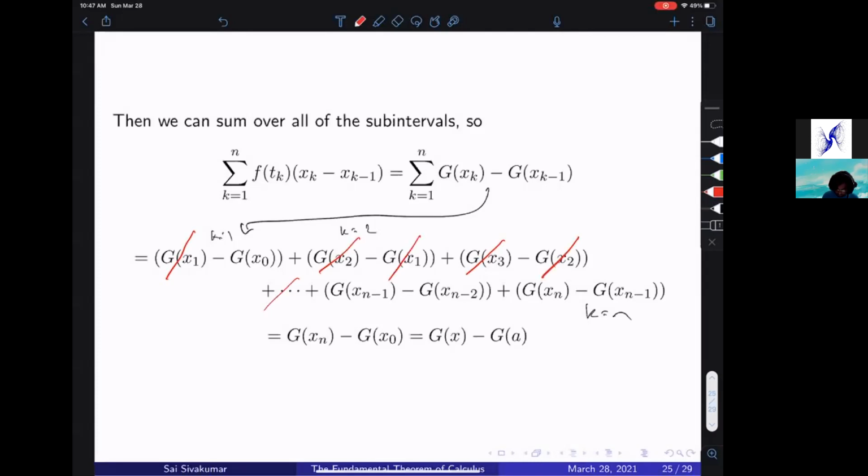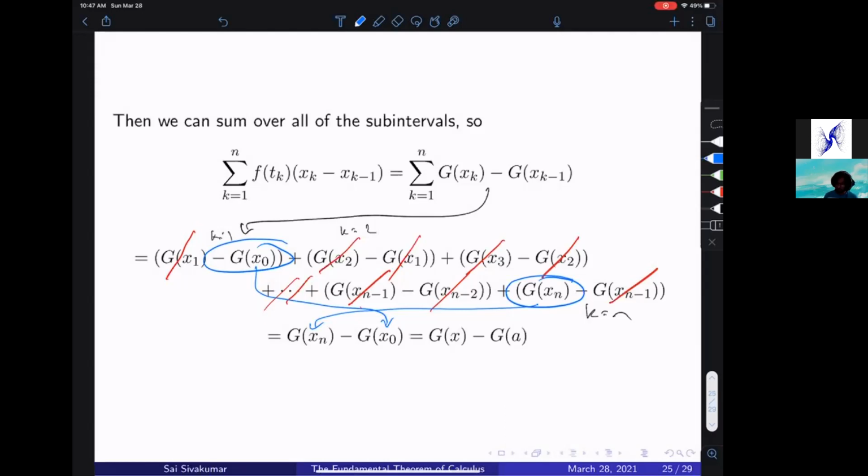Similarly, this g minus g of x to the n minus 2 is going to be canceled somewhere behind it. And then this thing gets canceled here. So what we're left with is this and this. This goes here, this goes here. So this is just g of xn minus g of x0.